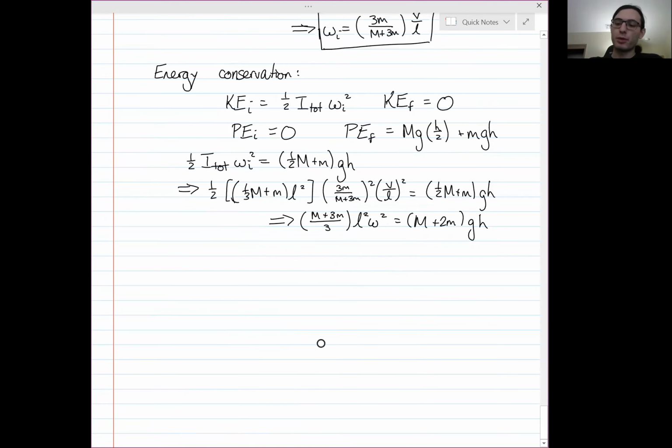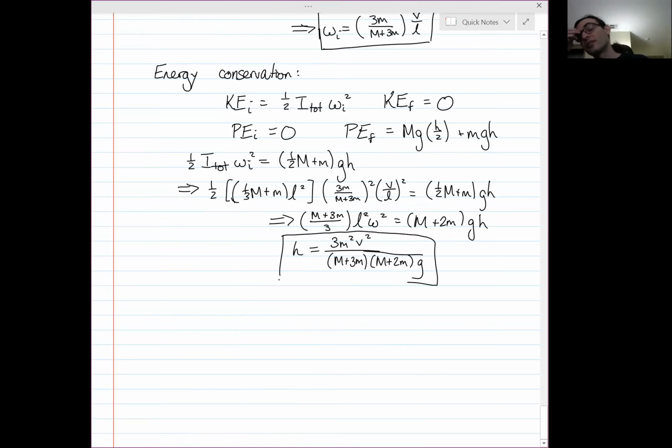Right, and then we can perhaps solve for h in terms of the initial velocity. This would be 3 times m squared v squared divided by (m plus 3m, m plus 2m) times g, which is not a trivial expression, right? You couldn't have guessed that.